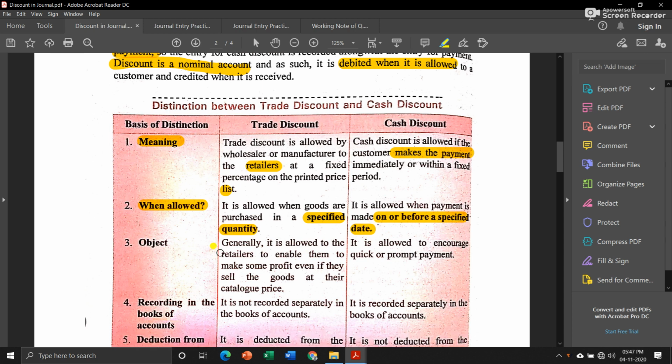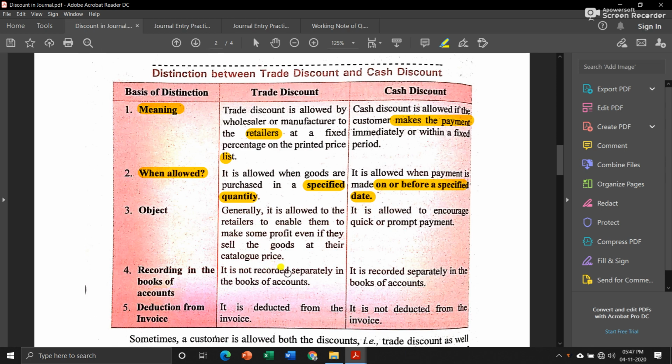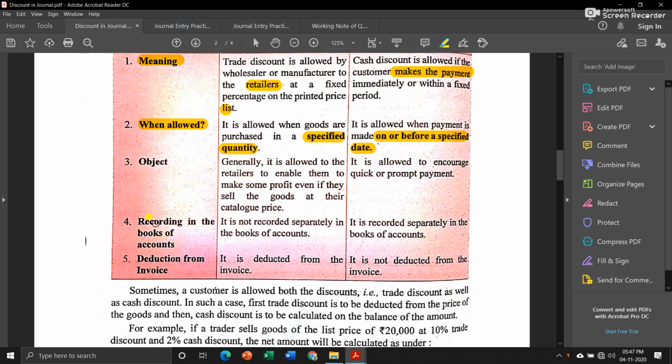Then object. What is the object of giving trade discount? Usually wholesaler or manufacturer, they give trade discount to motivate the retailer to purchase in bulk quantity, while cash discount is given to make prompt payment, to make quick payment. Then recording in the books of accounts, trade discount is not recorded in books, while cash discount is recorded separately, like cash discount allowed and discount received.